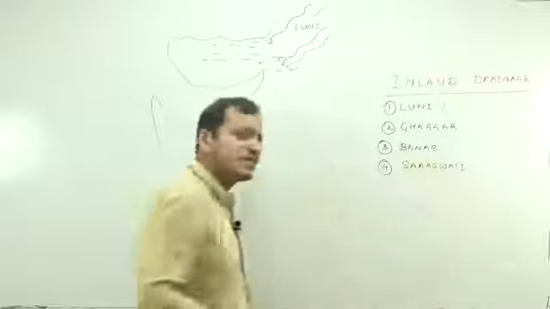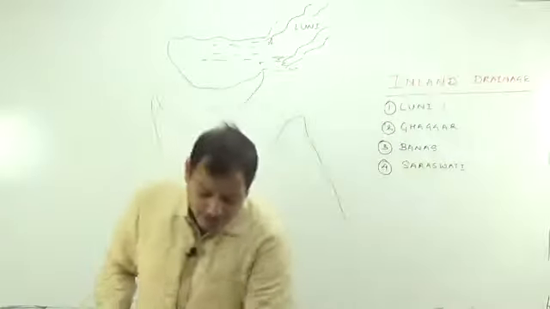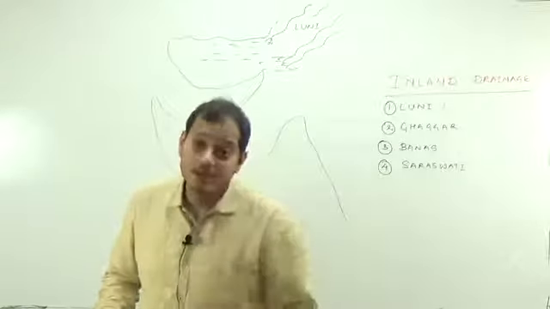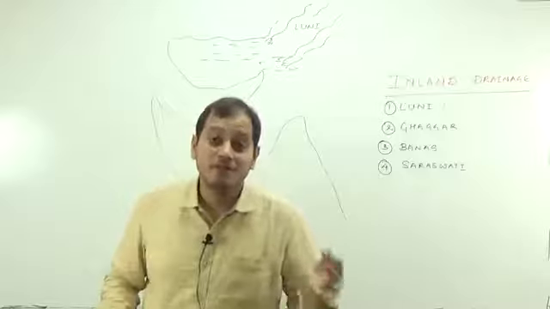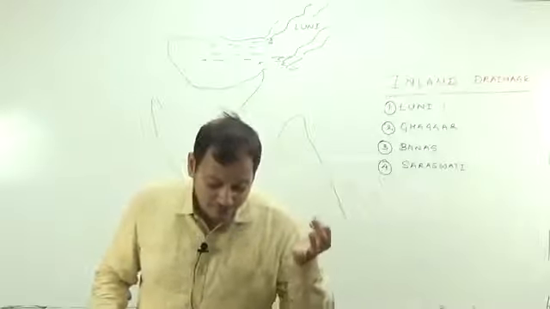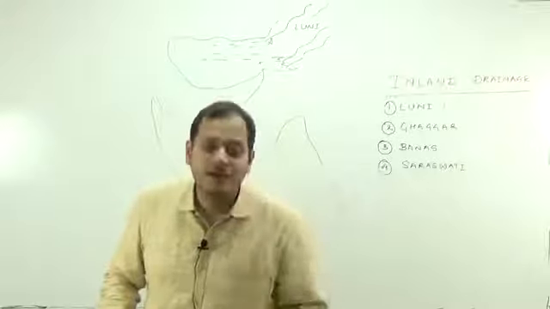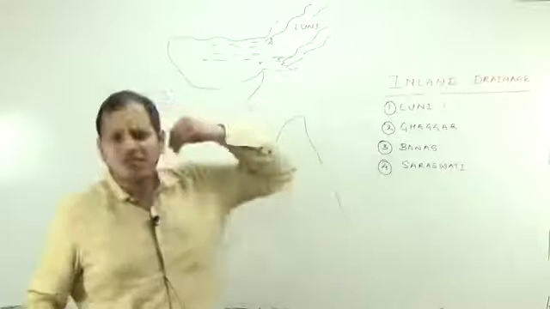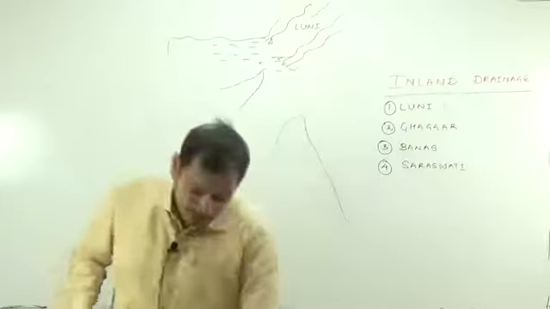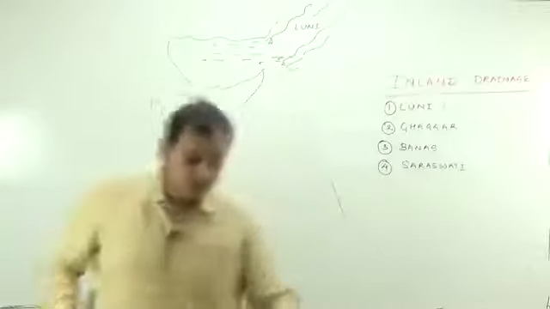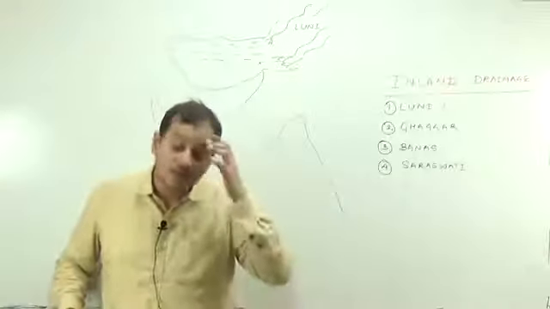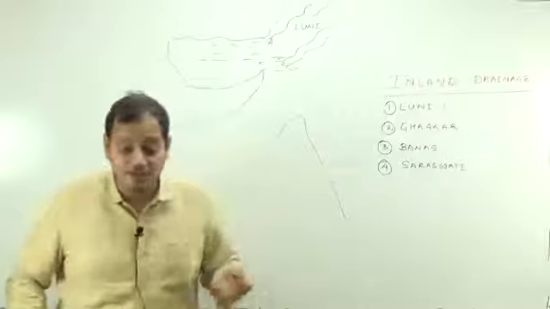Which are the two states where the inland drainage system is mostly concentrated? The two states are generally Rajasthan and Gujarat. Obviously, it is also there in the state of Haryana. But Ghaggar gets lost in Rajasthan itself, while the other rivers come and drain into the Rann region.